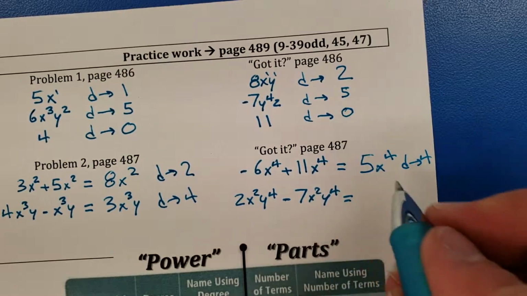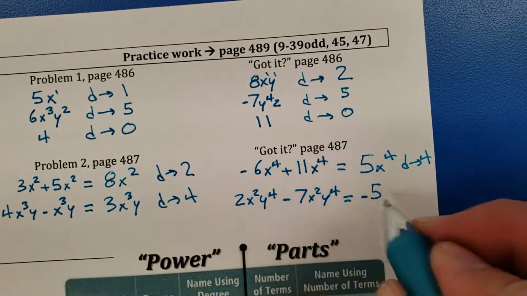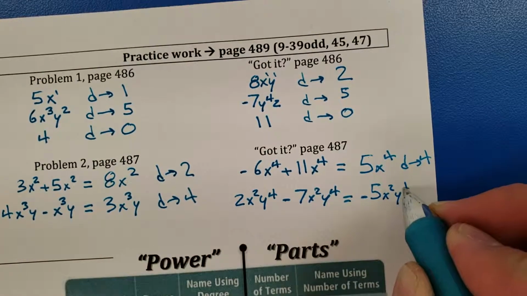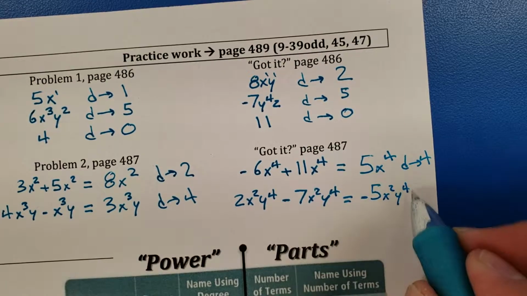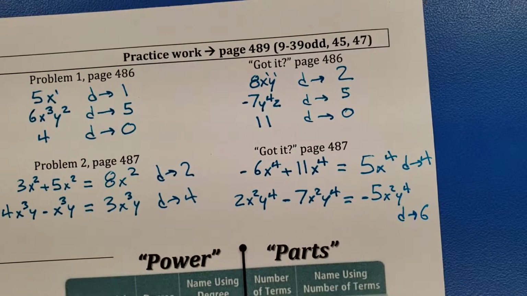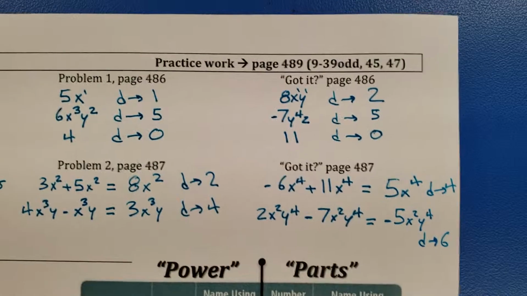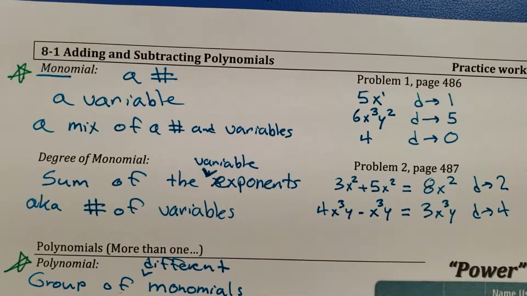2 things minus 7 things would be negative 5 things. What are those things? X squareds, y to the 4. So just think of the variables and their exponents as just the thing you're counting. 2 plus 4, this one has a degree of 6. Okay, that's monomials and their degrees, and then adding and subtracting them. You can do all of those things. There's kind of problem 1 and 2 all mixed into one.